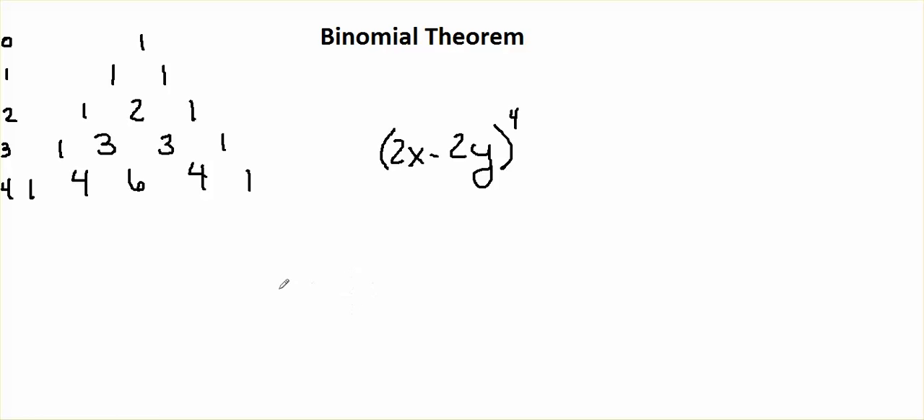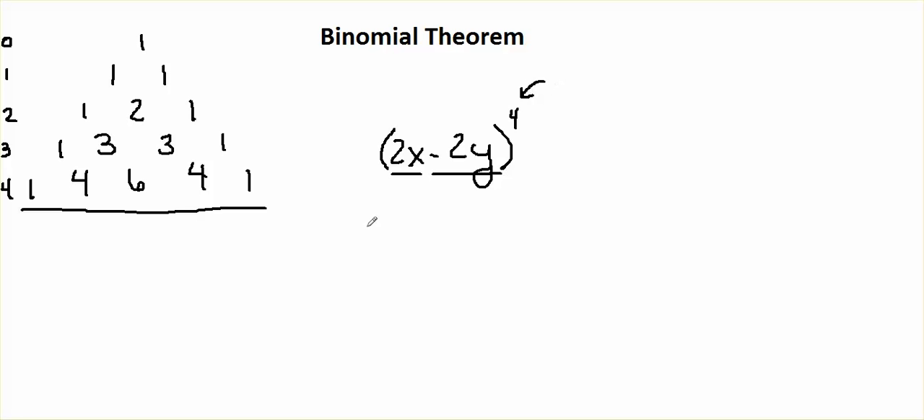Nice intro for another binomial theorem example. Okay, again, here is our Pascal triangle that I've written for our convenience so I don't have to duplicate it. And we're going to take this binomial now, and it's a little bit more complex than the other two examples we did. We have a positive 2x, and then we have a negative 2y in our terms. And we're going to raise this binomial to the fourth power.